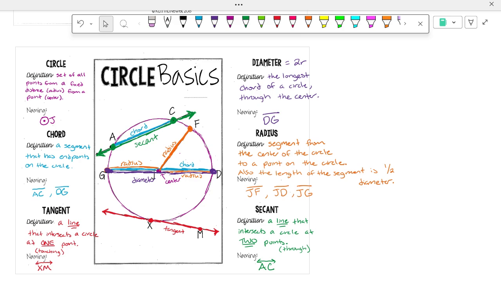So this is just basic vocabulary because you need to know this because we're going to be throwing around these words a lot in this unit. All right, so I'm giving you this now so that you know what I'm talking about. All right, we all good? Speak now, forever hold your peace. I'm moving on. Okay.